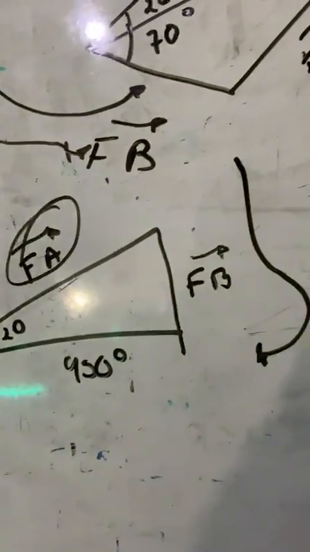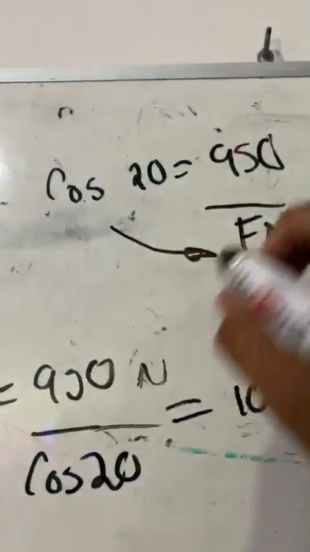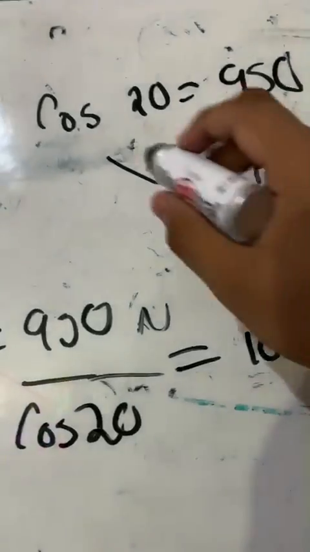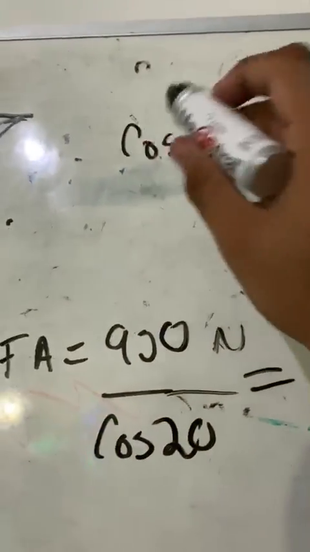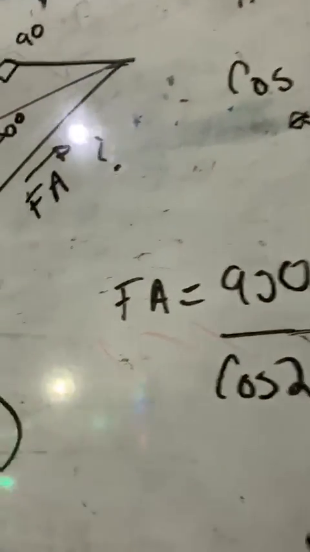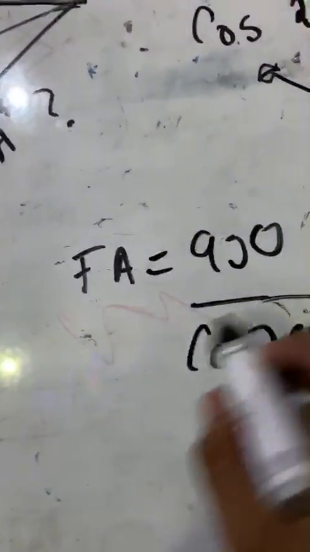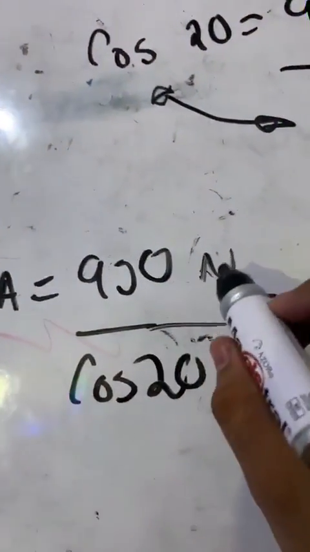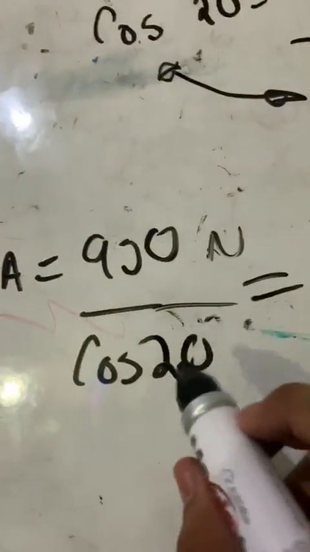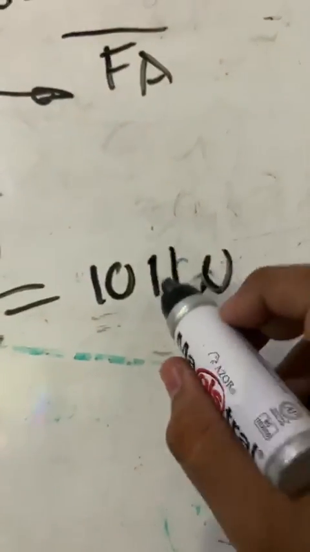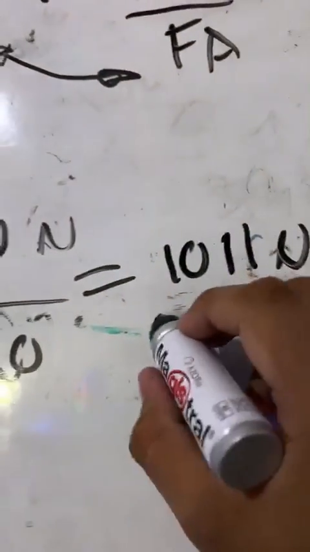So now we already wrote the equation to calculate force A. We use the trigonometric function cosine, and we only need to change this for this. And finally, we have the equation, and we know that force A is equal to 915 newtons divided by cosine of 20, that is equal to 1011 newtons. And this force is this one.